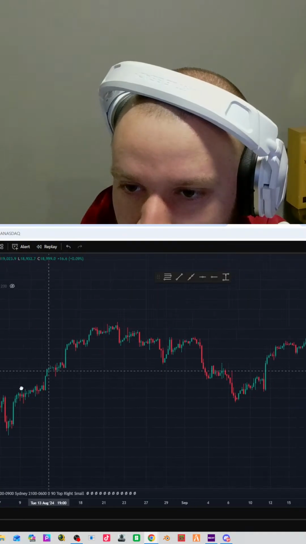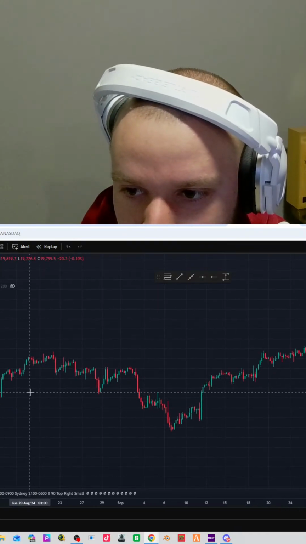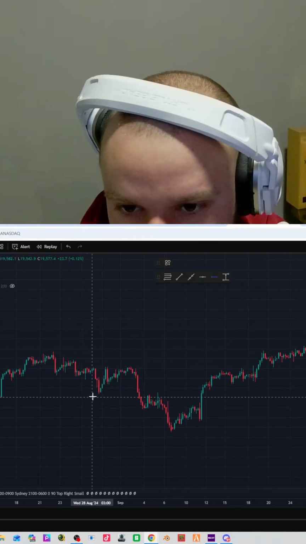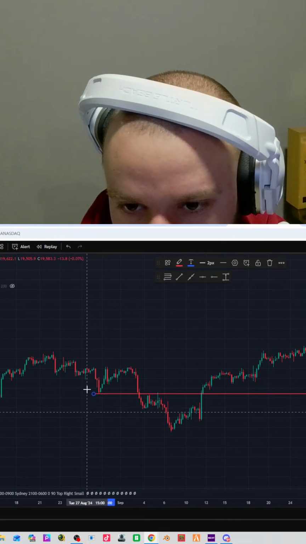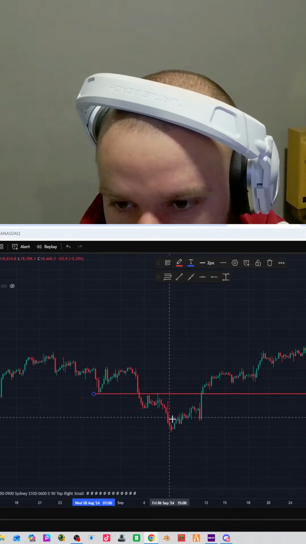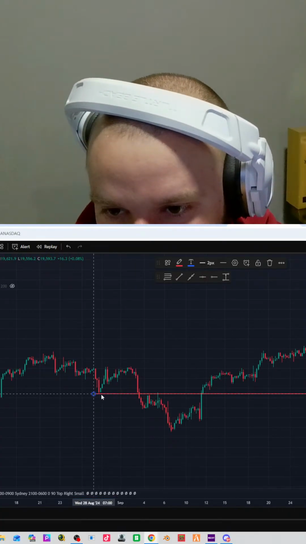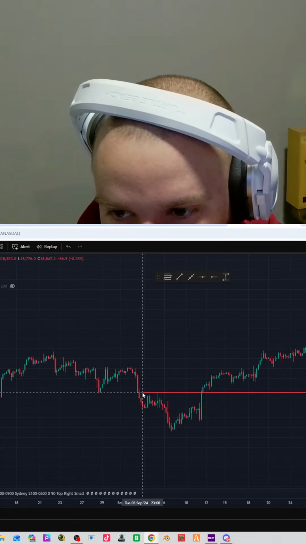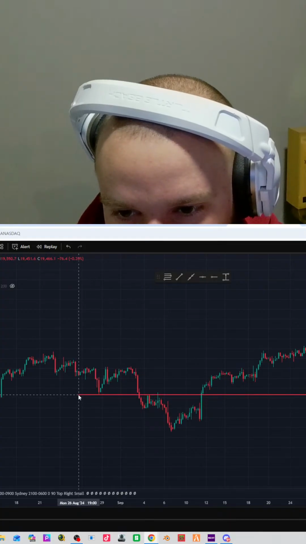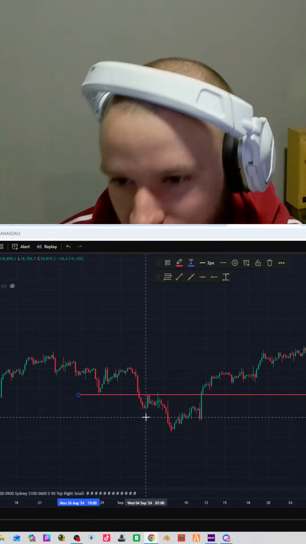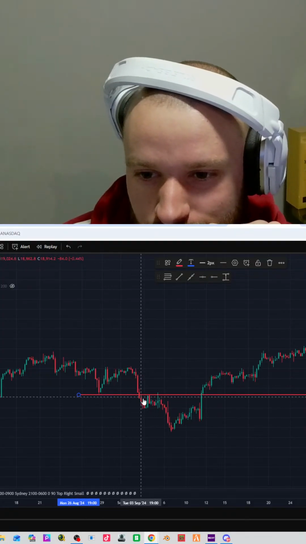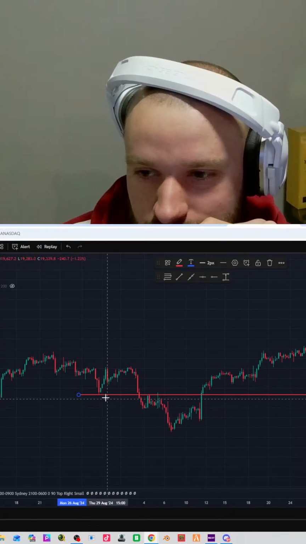I don't know if there's one here. Ah, here's one. Boom. Swept liquidity. Or I guess you could say here. I wish there's more to it that I could explain. Liquidity swept.